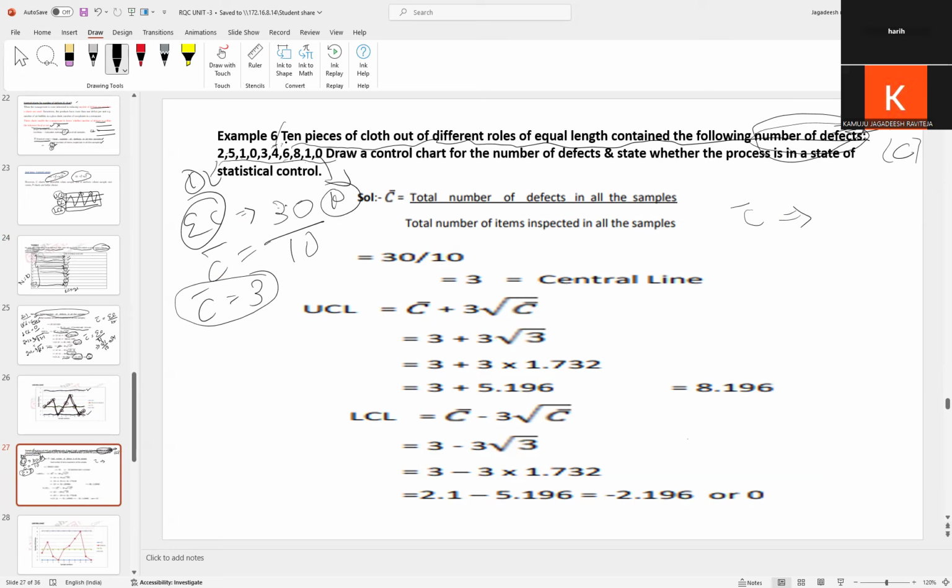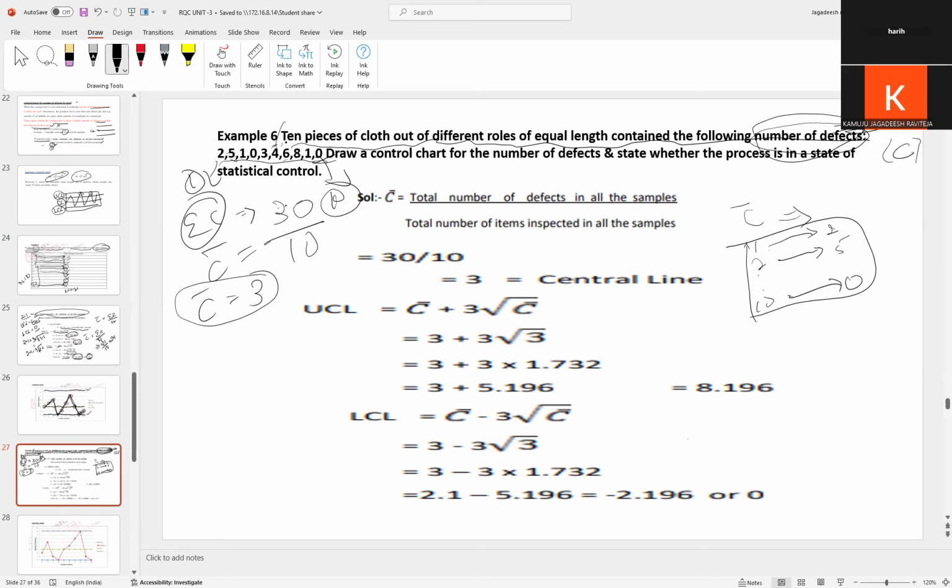If you want, you can draw the tabular column, take the number of samples from 1 to 10, and draw for yourself. For the first sample, how many pieces are defective? 2. For the second sample, how many pieces are defective? 5. For the 10th sample, how many pieces are defective? 0. Clear?